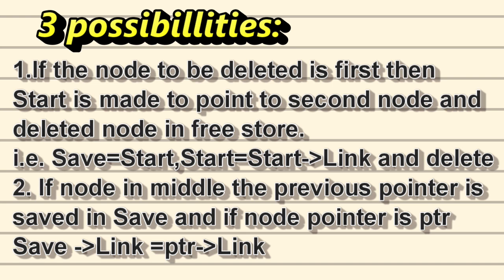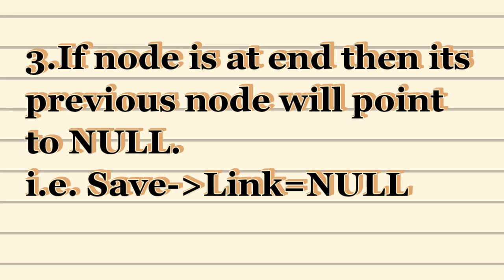Next, if the node happens to be in the middle of the list, its previous pointer is saved and its next node pointer is saved in PTR. If the node that we want to delete is in the middle part, we just move to the previous pointer and save it at that location. The third possibility is, if the node is at the end of the list, then its previous node will point to null.